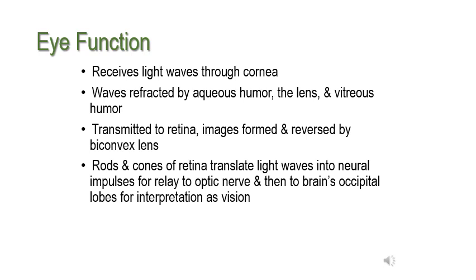So the eye functions to receive the light's waves through the cornea. The waves are then refracted by the aqueous humor, the lens, and the vitreous humor, and transmitted ultimately to the retina. The images are formed and reversed by the convex lenses. So the rods and the cones of the retina transmit the light and then send that message to the optic nerve and to the brain's occipital lobe for the interpretation as vision.